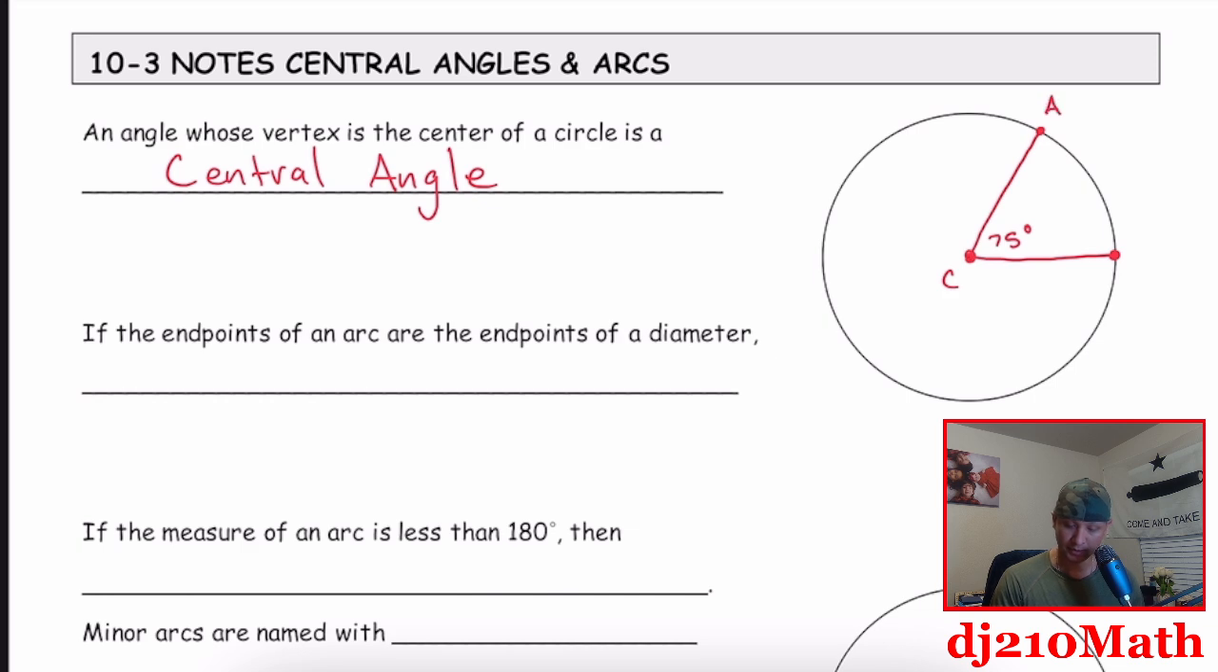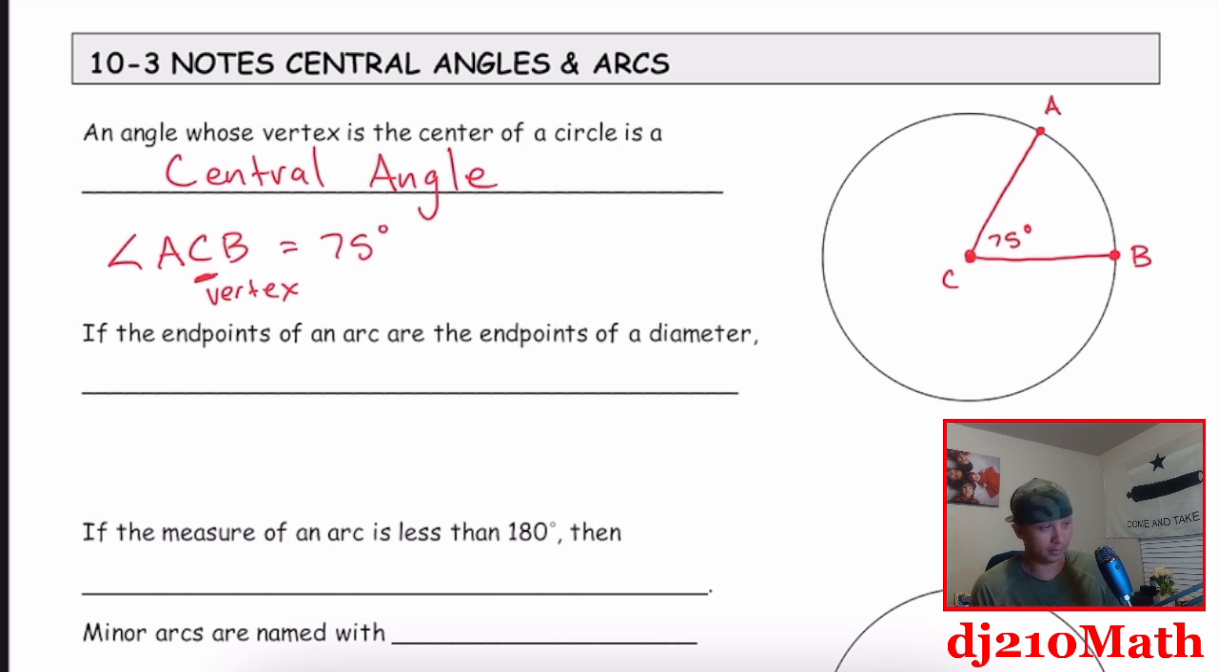Not only that, but you could look at it as, so if we call this A and B, this would be angle ACB. Remember, when you have three letters, we always look at that middle letter as the vertex. The middle letter is the vertex that we're talking about. And again, we said this is equal to 75 degrees because we just made that number up. It could actually be anything.